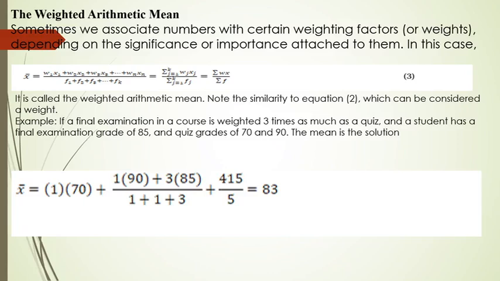After 1 times 70, that will be 70, plus 1 times 90, that will be 90, plus 85 times 3, which is 255, all over 5. So it will give us 415 divided by 5, which gives us 83. Another example: the weights are 1, 1 and 3, while the observations are 90, 70 and 85.